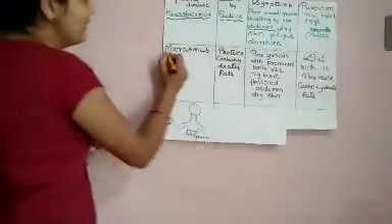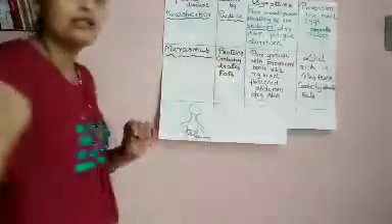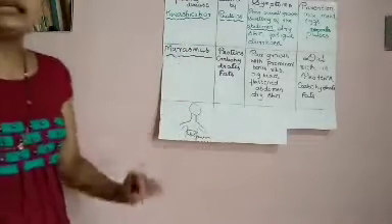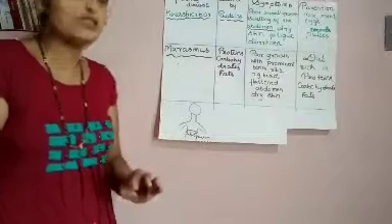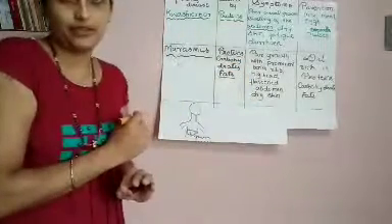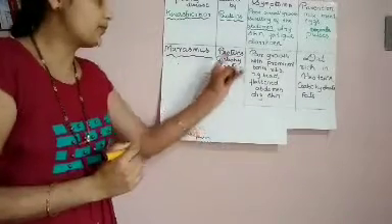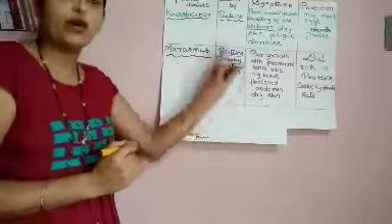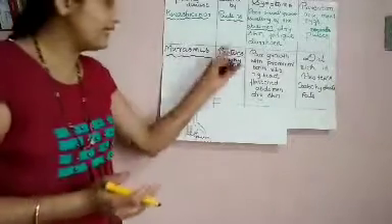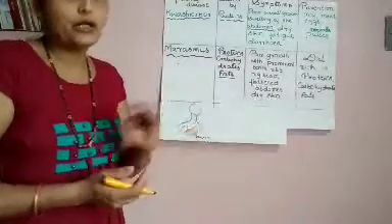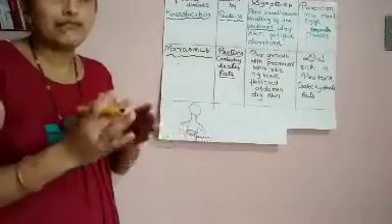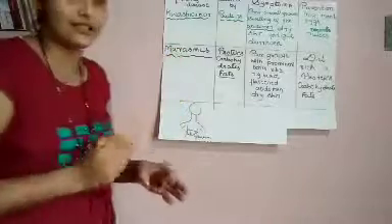The second one is marasmus. It is caused by the lack or deficiency of protein, carbohydrate and fats. If all these three are not present in proper quantity in our diet, we will get this disease. The person has the chance of getting marasmus.